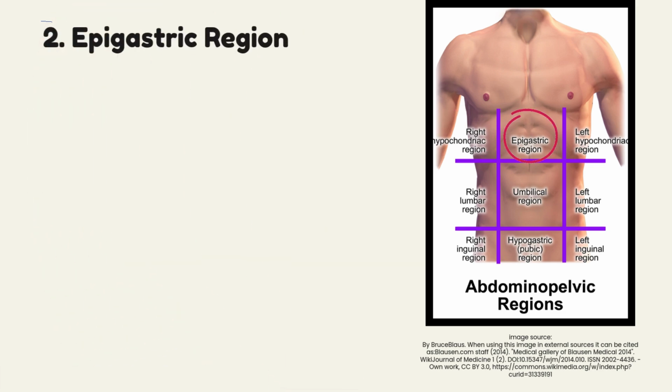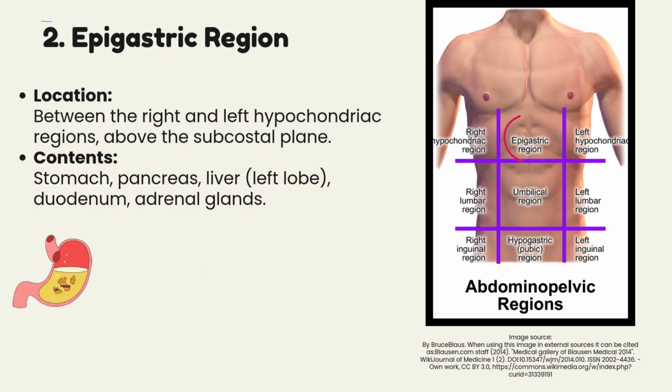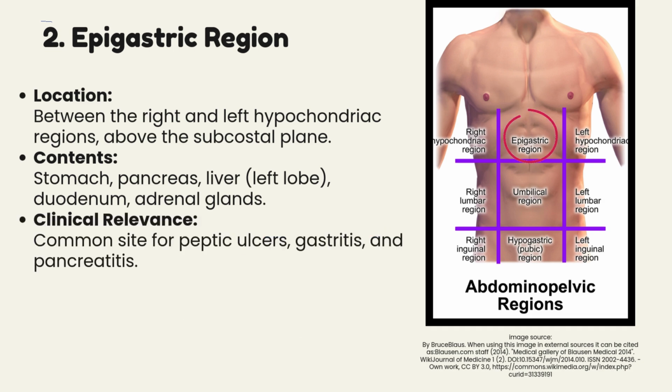Number 2. Epigastric region. It is located between the right and left hypochondriac regions, above the subcostal plane. It consists of the stomach, pancreas, liver's left lobe, duodenum, and adrenal glands. It is a common site for peptic ulcers, gastritis, and pancreatitis.